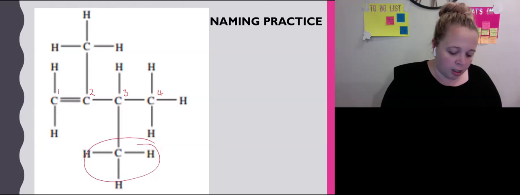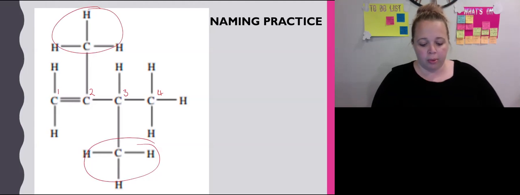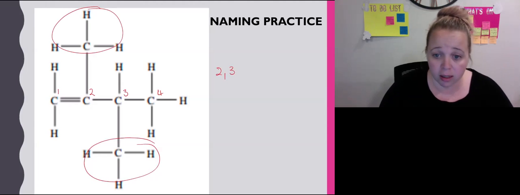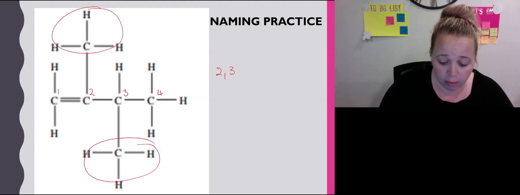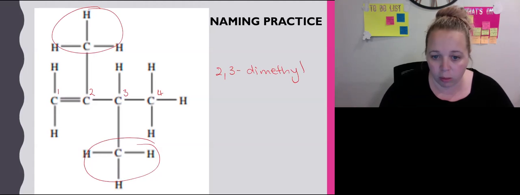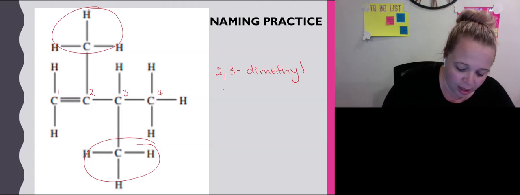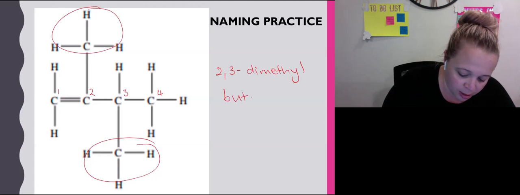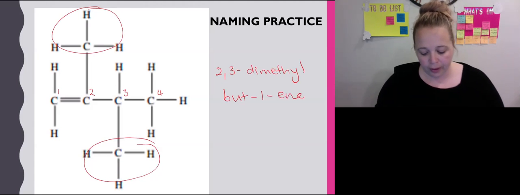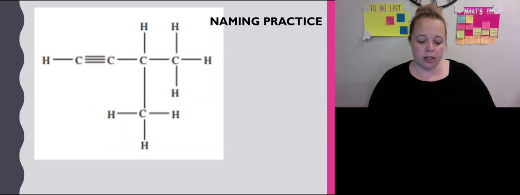There's a methyl group down the bottom, and there's a methyl group up the top. So we always put our methyl groups first. So there's 2, 3, because there's 1 on carbon 2 and there's 1 on carbon 3. Dimethyl. Now, if you can fit these all on one line, that's better, but I can't. So but, because there's 4 carbons in my main chain, 1 ene. Okay, let's have a look at the next one.